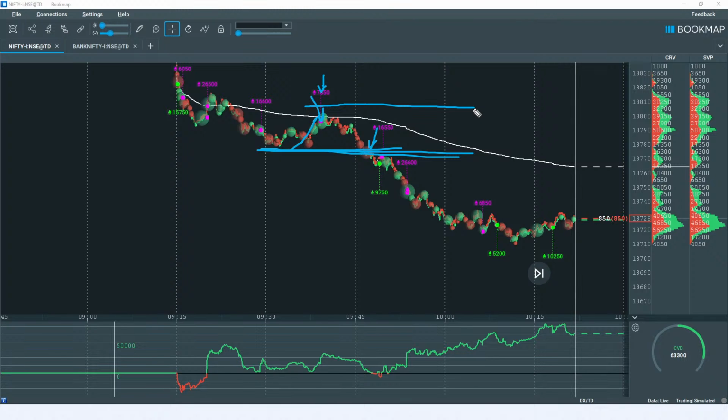Similarly, whenever there is an absorption opposite to us, for example here we are seeing a buying absorption, and after that immediately there was a selling absorption. Sorry, the buying absorption, that means a seller entry.